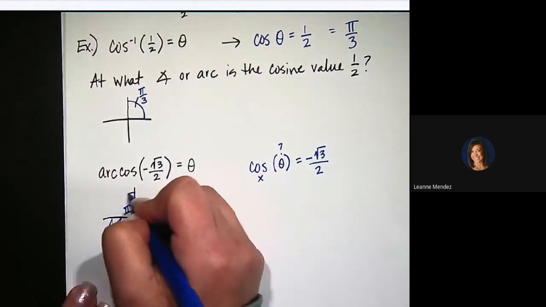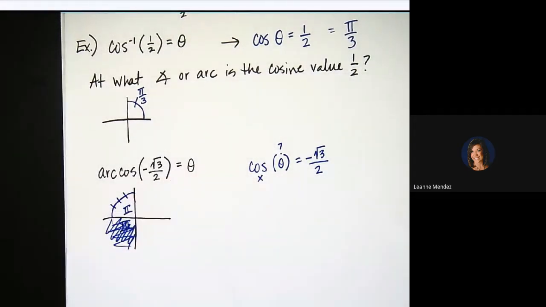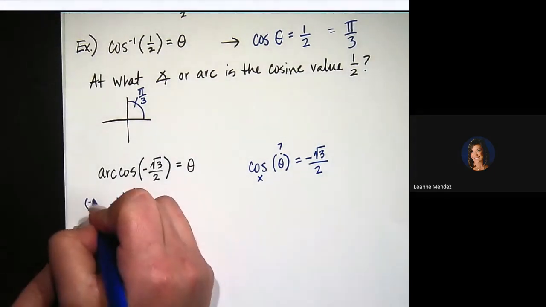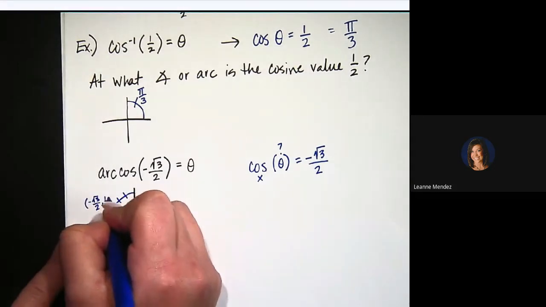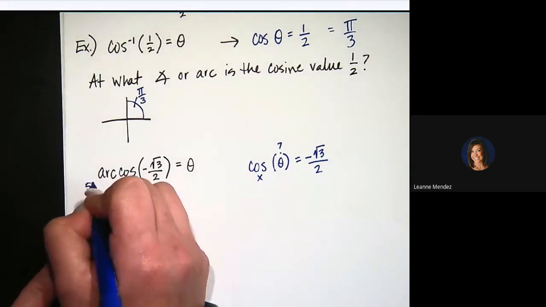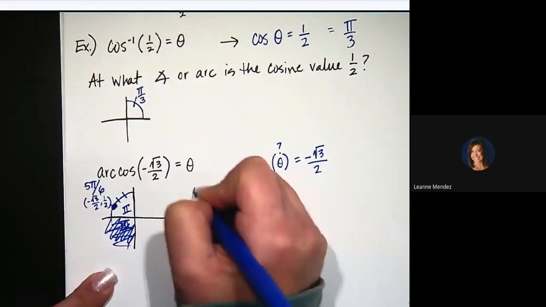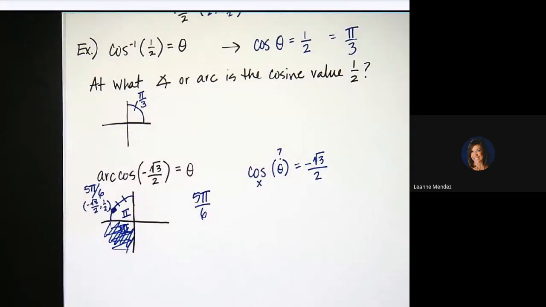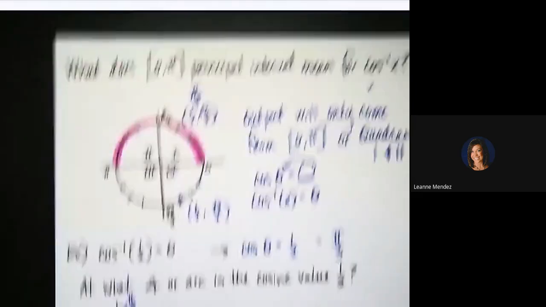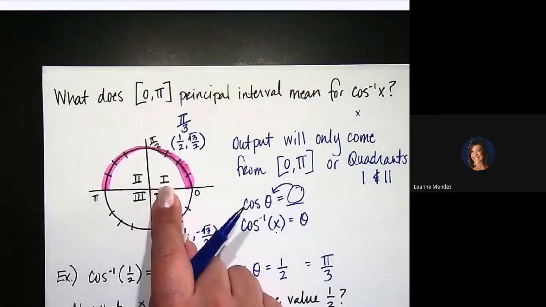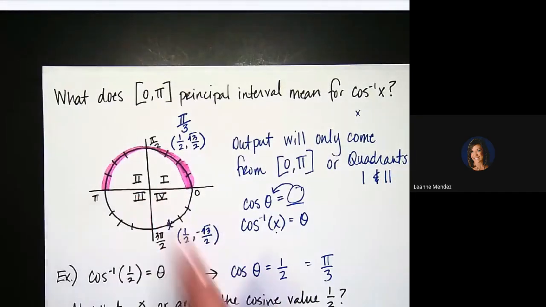So think about your unit circle. Think of your special values. Which of those have coordinates for the x of negative root 3 over 2? That's going to be this guy right here, which is what? 5 pi over 6. Okay, so think backwards. We're switching. We're asking now, if this is the x value, what is the angle that gives me that x value in the correct quadrant? So for cosine, possible output values only come from quadrants 1 and 2.